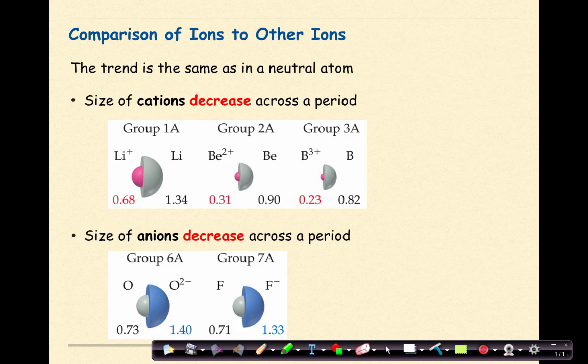This trend holds constant as we look at radii across a period. The trend is the same as in a neutral atom. The size of our cations will decrease across a period, as we can see here. The lithium ion is 0.68, the beryllium ion is 0.13, the boron ion is 0.23. The size of the anions will also decrease across a period. Again, as we compare an oxygen ion of 1.40 to a fluorine ion of 1.33.